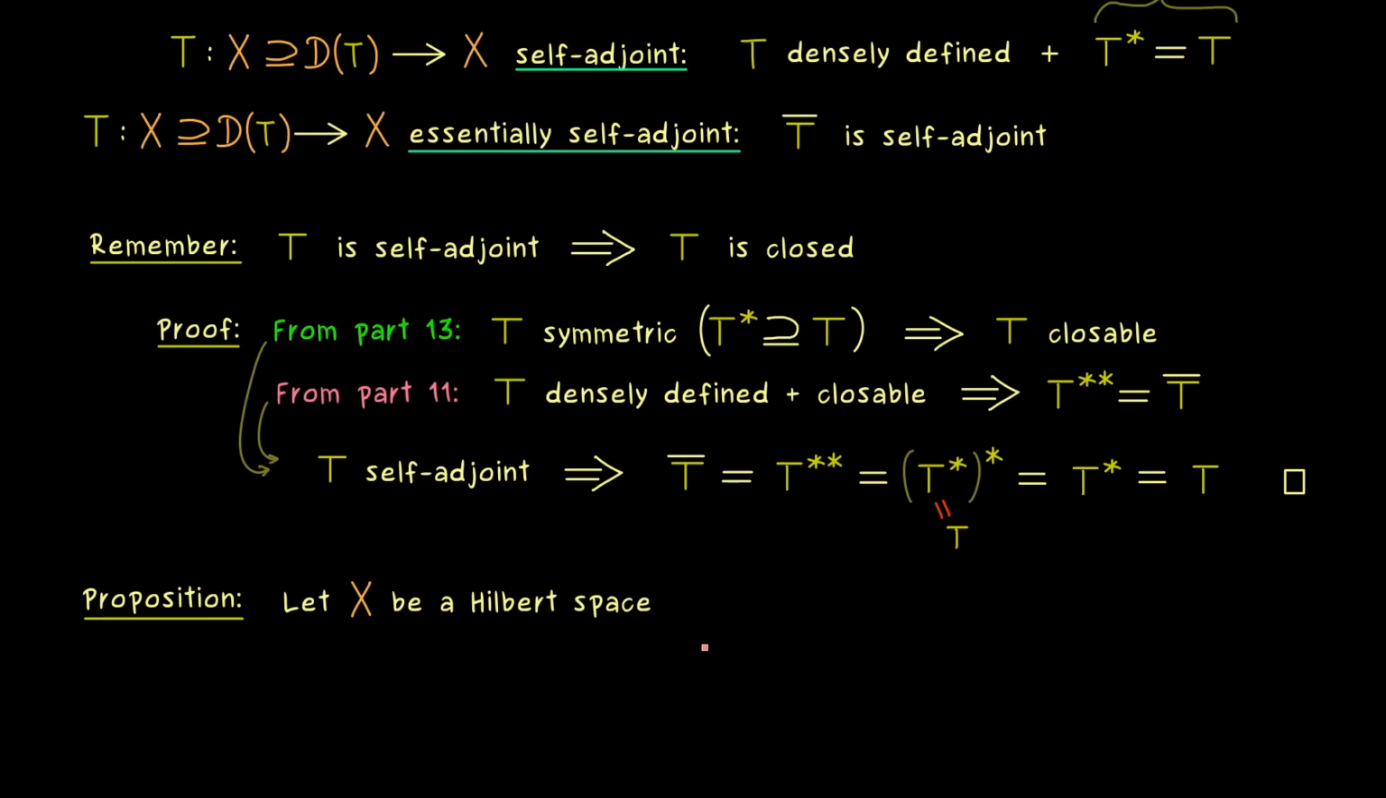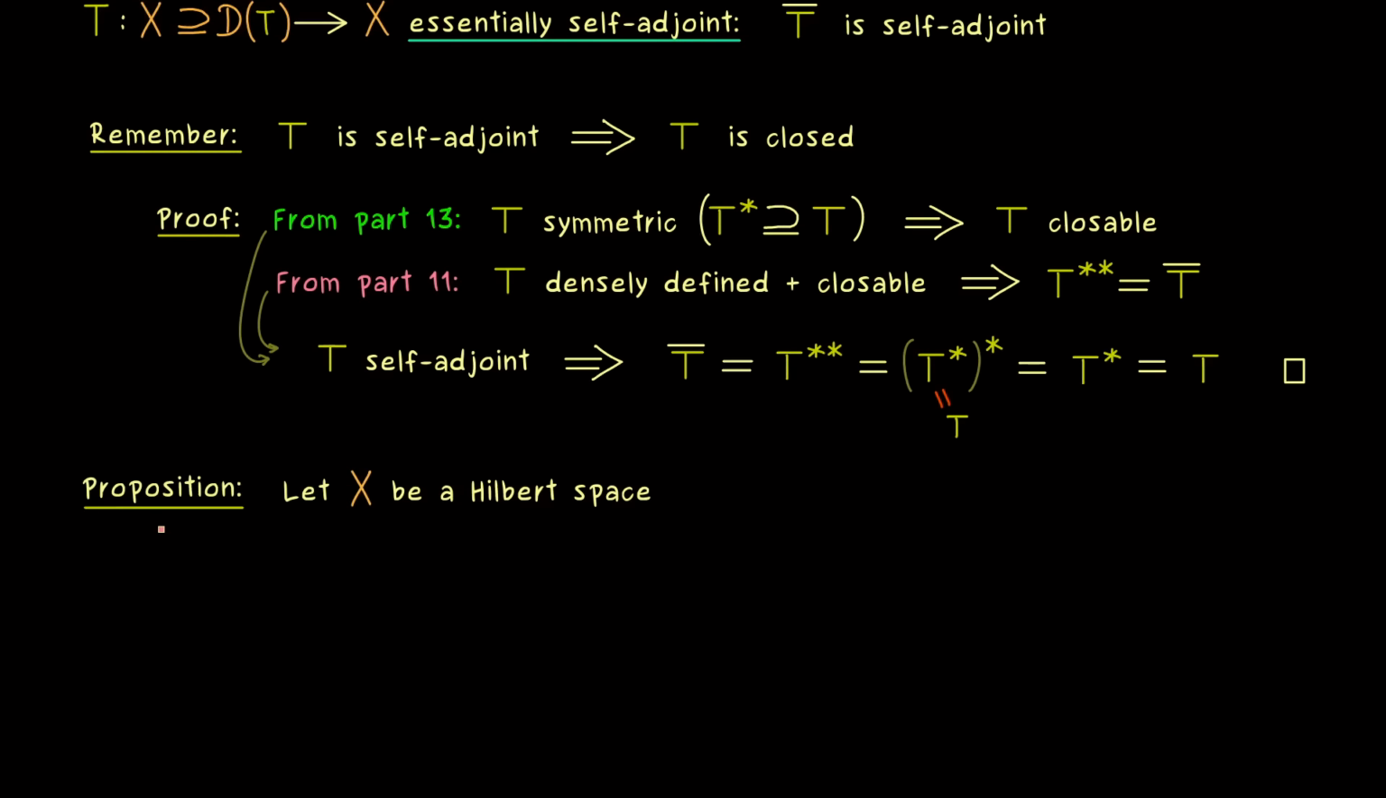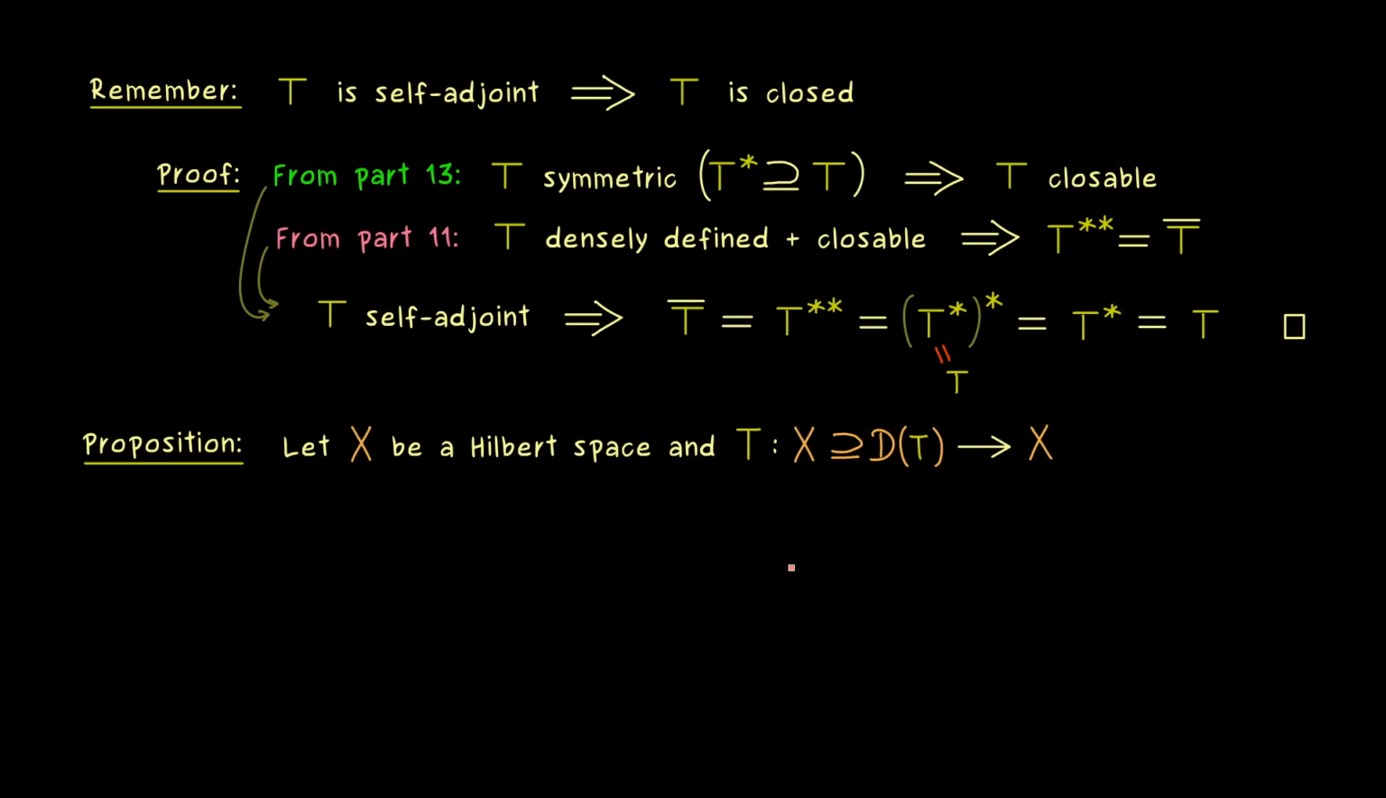Indeed, this is one possibility, and it might be helpful to put all the possibilities in one proposition. So let's say that we have a Hilbert space given, and that we already know that T is a symmetric operator. So in particular, by definition, it has to be densely defined, and we already know it's a closable operator. So in particular, the strategy to get the closure of T with the double adjoint definitely works.